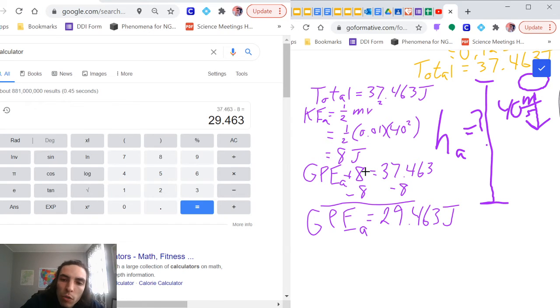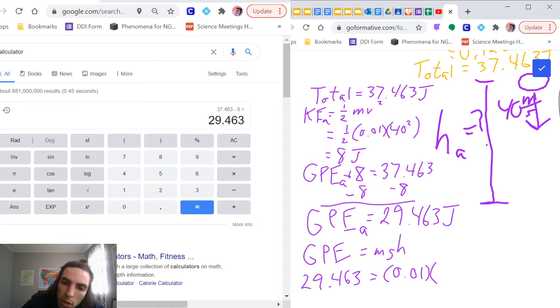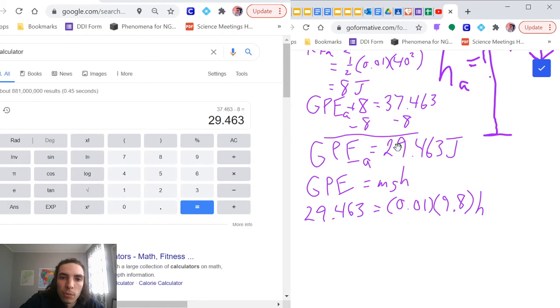Now, if we know a potential energy and we know mass and gravity, but we just don't know the height, we can solve that equation using our same potential energy equation that we've used before. So our potential energy is equal to mgh. In this case, that's 29.463 joules. And our mass of the penny is still 0.01 kilograms. Gravity is still 9.8. And then the height is going to be some unknown thing that we're going to try to solve for here. Of course, there are a lot of ways that you could solve this from here. Let's combine our like terms. That's how I'm going to choose to solve this first.